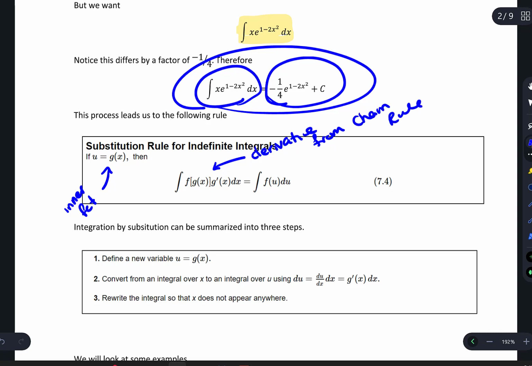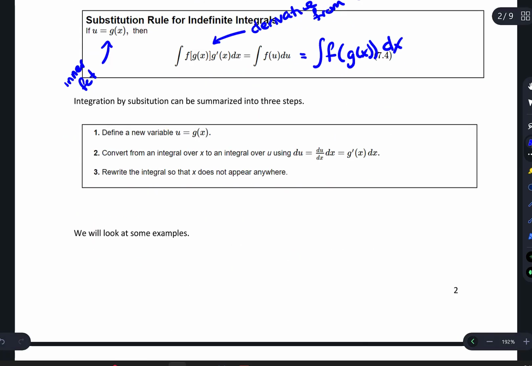then we get that that is equal to the integral of f of u du, but notice that that is the same thing as the integral of f of g of x dx. So the substitution rule really is just reversing the chain rule.